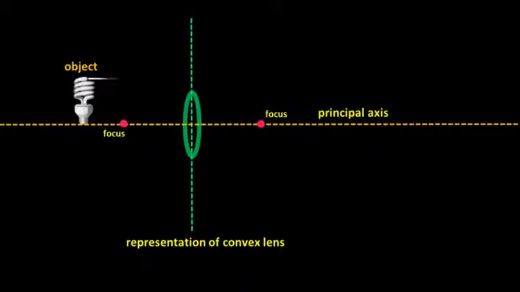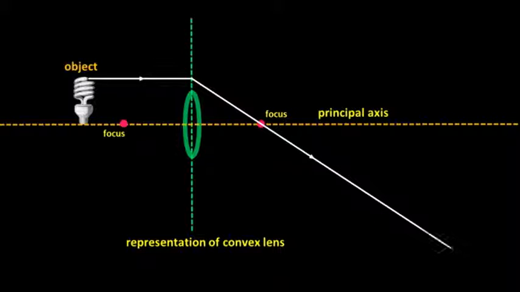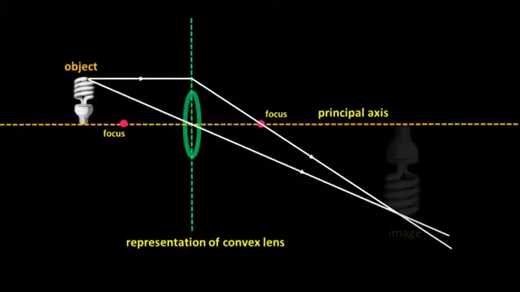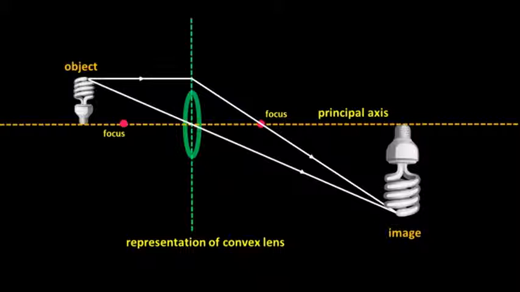Our first reference ray of light, travelling parallel to the principal axis, refracts so that it passes through the focal point. The second reference ray passes through the exact centre of the lens, and so it passes straight through it. If we place a screen where the light rays meet, we'll see an enlarged upside-down image of the light globe.